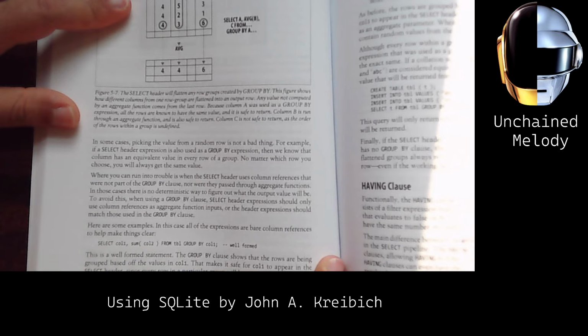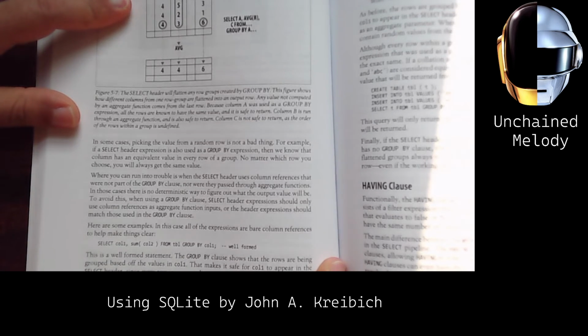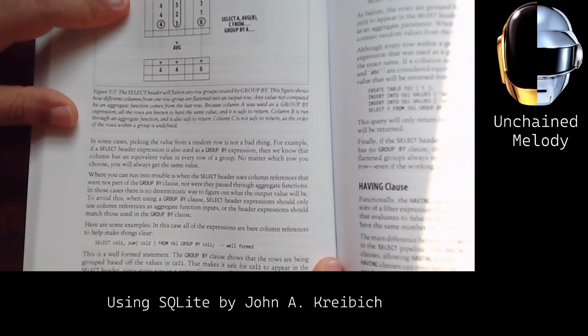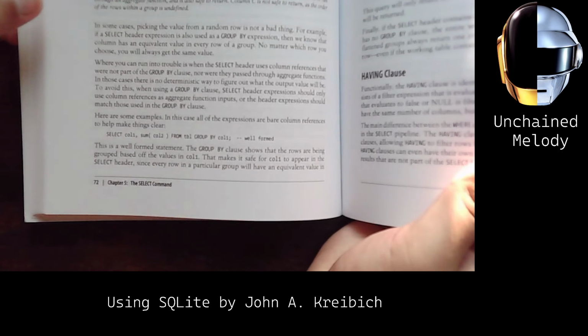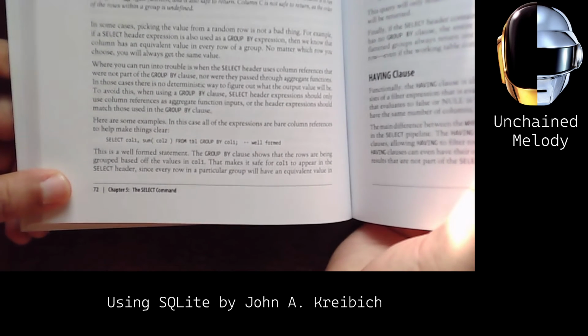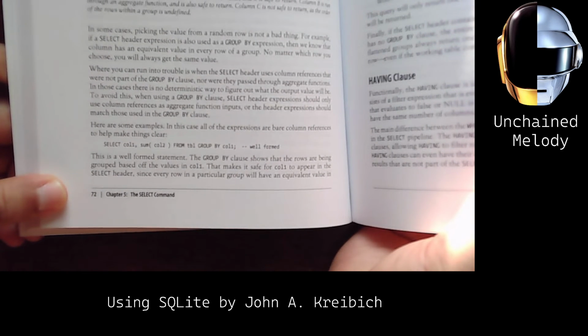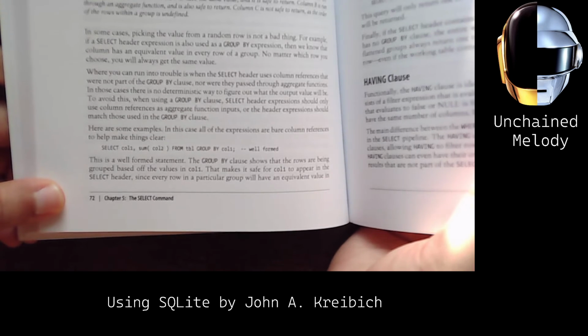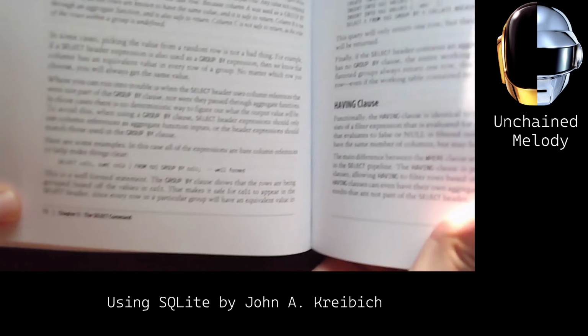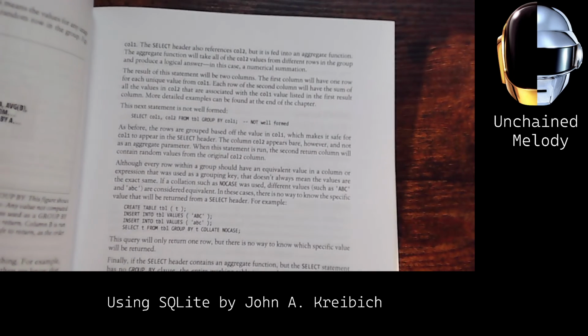Here are some examples. In this case, all of the expressions are bare column references. To help make things clear: select column 1, sum of column 2 from table 1 group by column 1. That is a well formed statement. The group by clause shows that the rows are being grouped based off the values in column 1 and makes it safe for column 1 to appear in the select header, since every row in a particular group will have an equivalent value in column 1.